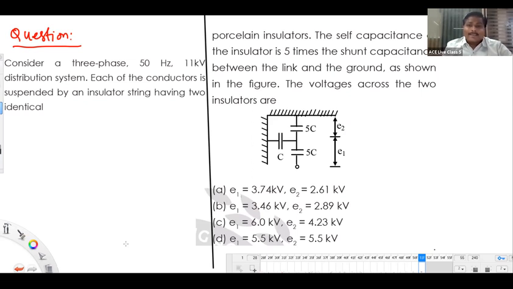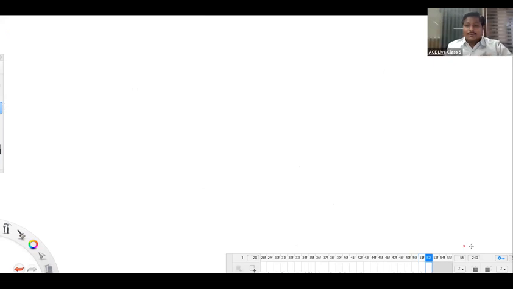We'll take some separate sessions to complete the extra syllabus like HVDC, PACS, smart grid, distributed generation.